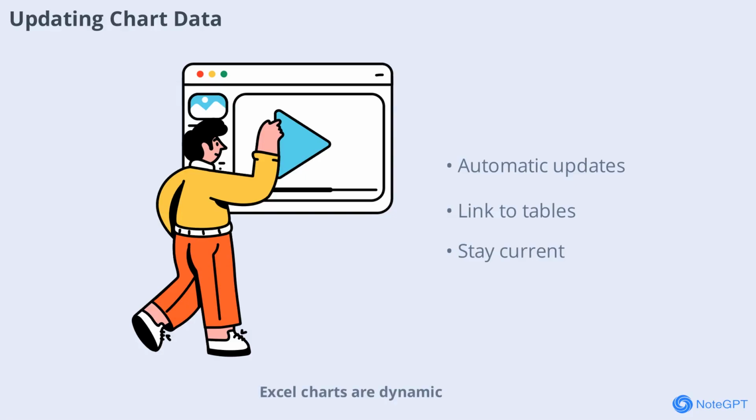Excel charts are dynamic, meaning they update automatically when your data changes. This makes it easy to keep your visuals current and accurate. You can link charts to tables, use formulas, or even connect to external data sources. Keeping your charts up to date ensures your analysis is always relevant and reliable.